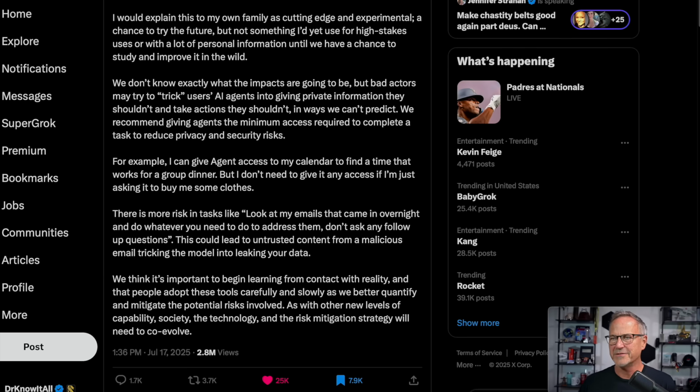As Sam continues, we don't know exactly what the impacts are going to be, but bad actors may try to trick users' AI agents into giving private information they shouldn't and take actions they shouldn't in ways we can't predict. We recommend giving agents the minimum access required to complete a task to reduce privacy and security risks. For example, I can give agent access to my calendar to find a time that works for a group dinner, but I don't need to give it access if I'm just asking it to buy me some clothes. But notice you do have to give it your credit card if you want it to buy some clothes for you.